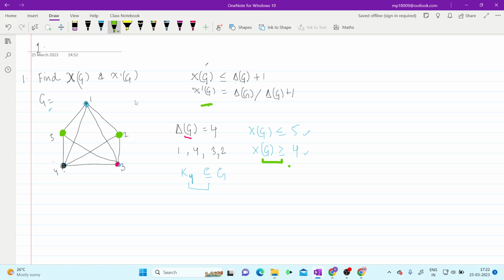But now the next question is, what is the chromatic index? Is the chromatic index 4 or 5? There are only two possibilities for the chromatic index of this graph. It will be either 4 or 5. So what is the chromatic index for this graph? What do you think? For the chromatic index, we need to color the edges.